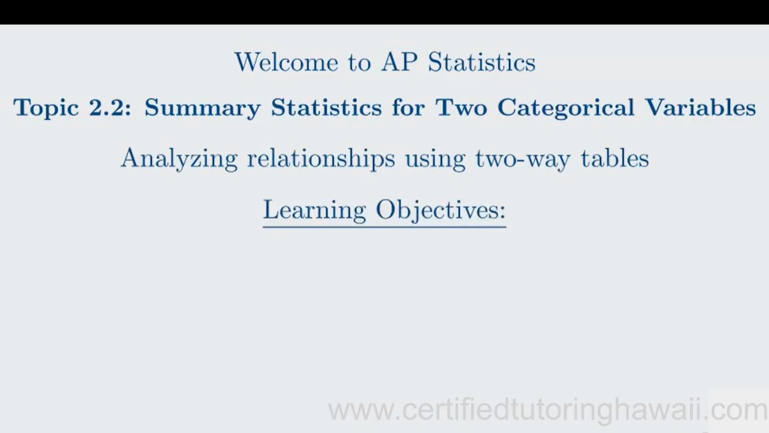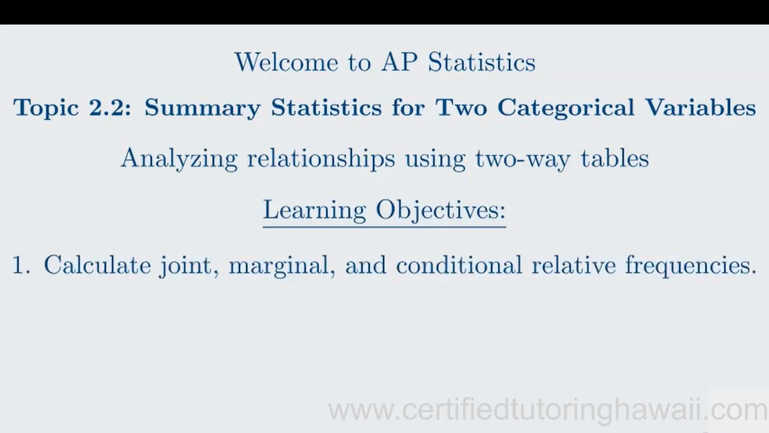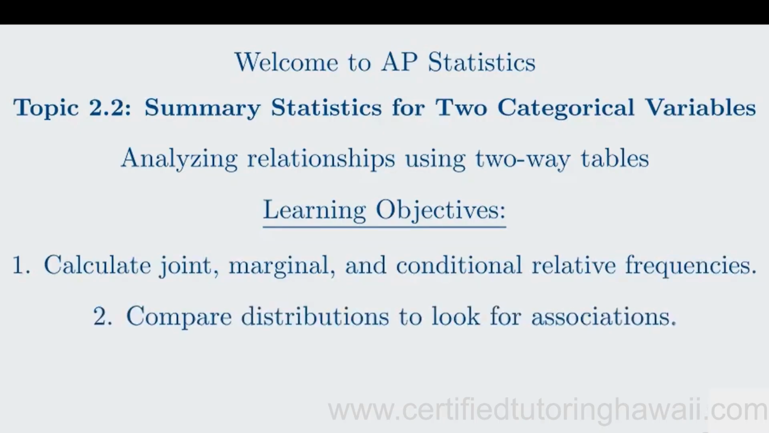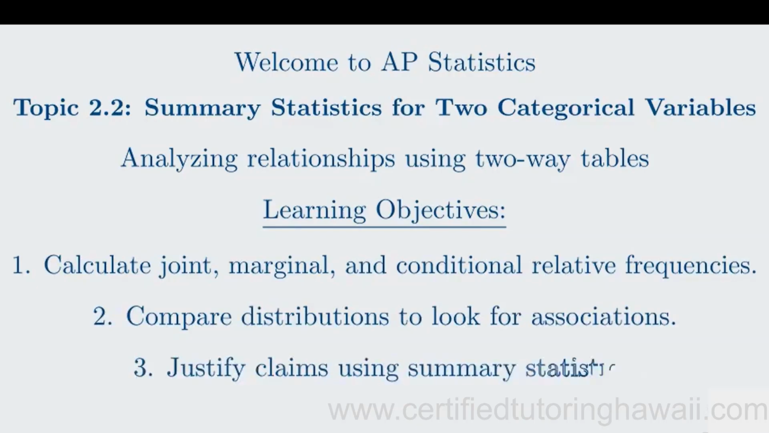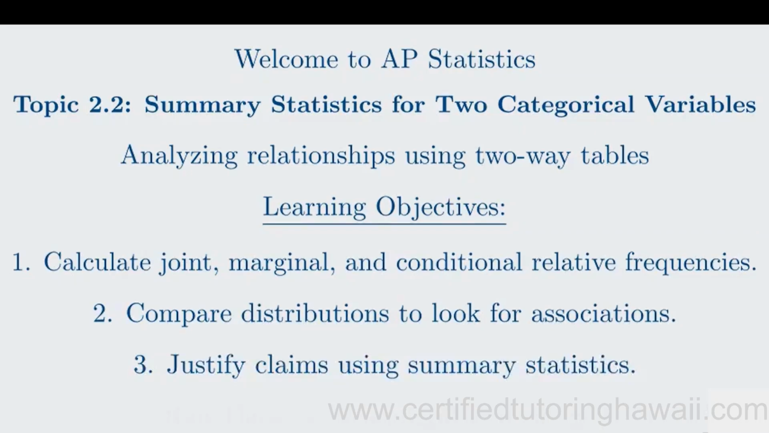Our learning objectives are to: 1. Calculate joint, marginal, and conditional relative frequencies. 2. Compare distributions to look for associations. And 3. Justify claims using summary statistics. By the end of this video, you will be able to take a raw table of data and turn it into meaningful percentages that tell a story about how two variables interact.